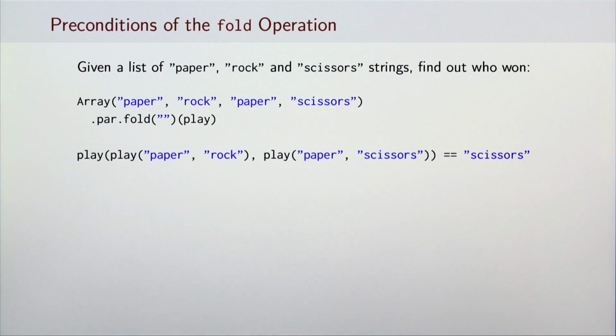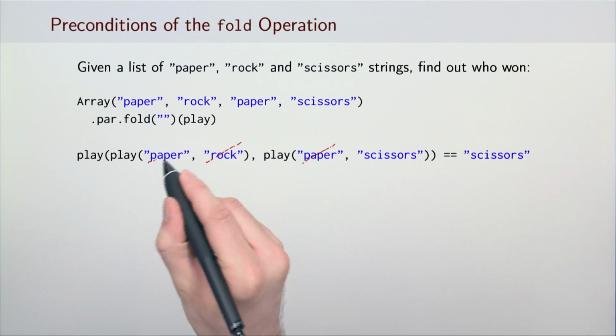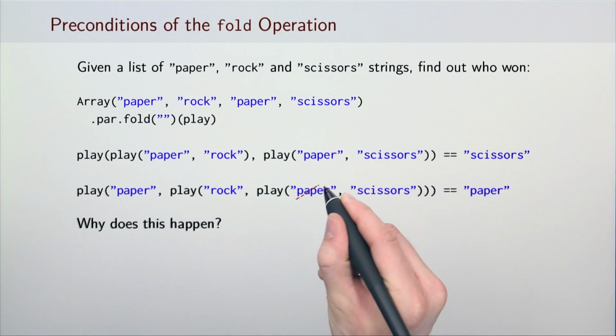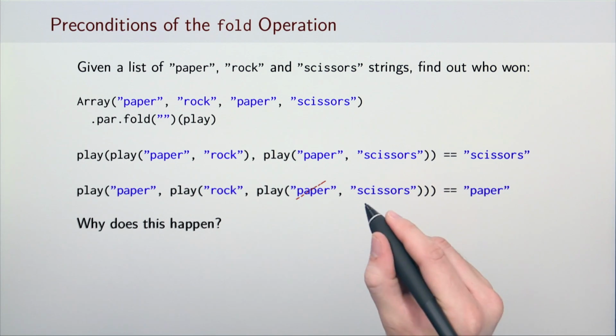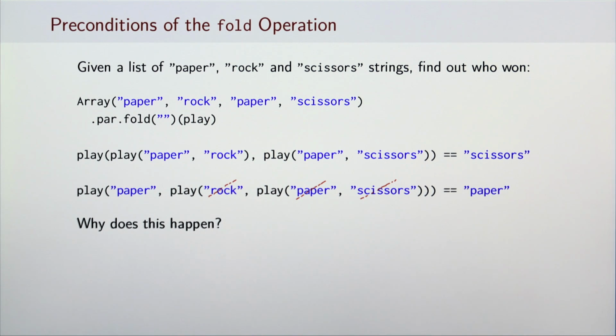Since fold runs in parallel, the calls to the play function could execute such that one processor runs play on paper and rock, in which case paper wins, and the other processor calls play on paper and scissors, in which case scissors wins. The overall winner is then scissors. But the data parallel scheduler is allowed to organize this reduction tree differently. It could first call play on paper and scissors, and then on rock and scissors, and then on paper and rock. In this case, first scissors wins, then between rock and scissors, rock wins, and finally between these two, paper wins, and the overall winner is paper.